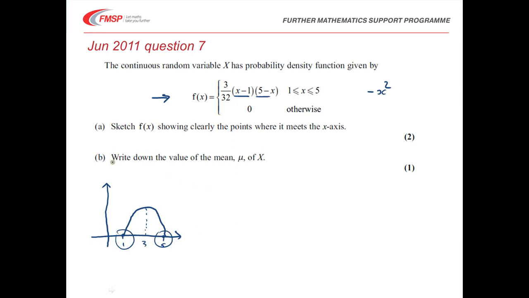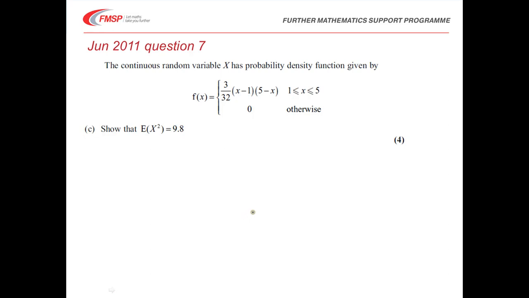It then says write down. Now don't forget, write down means that you shouldn't really need to do much work. So we're asked to write down the mean value of mu. Now this is a symmetric distribution, and in a symmetric distribution, the mean will be in the middle. So we can see that the mean here is 3. Okay, so 2 marks for the graph. You get 1 for noticing that it's a negative quadratic, and you also get your second mark for it touching the x-axis at 1 and 5 and it being labelled.